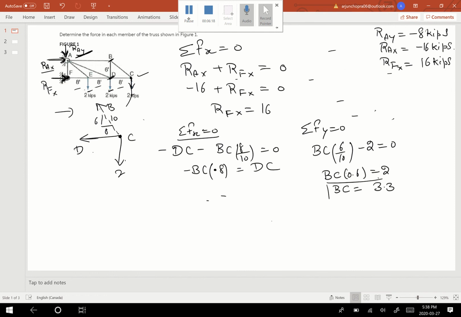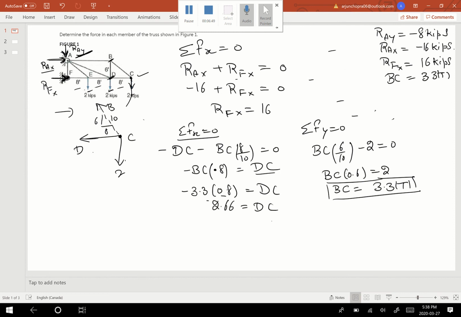This is positive, so this is a tensile force. I'm going to write BC equal to 3.3 tensile, and then I will try and find the DC value. Because I know the value of BC, I'm going to plug it in here: negative 3.3 times 0.8, which will be 2.66 equal to DC value.